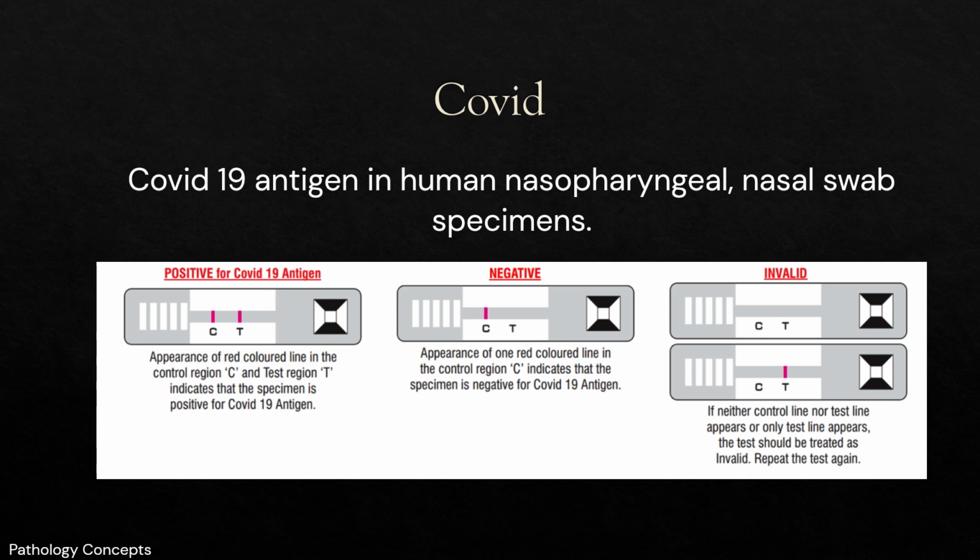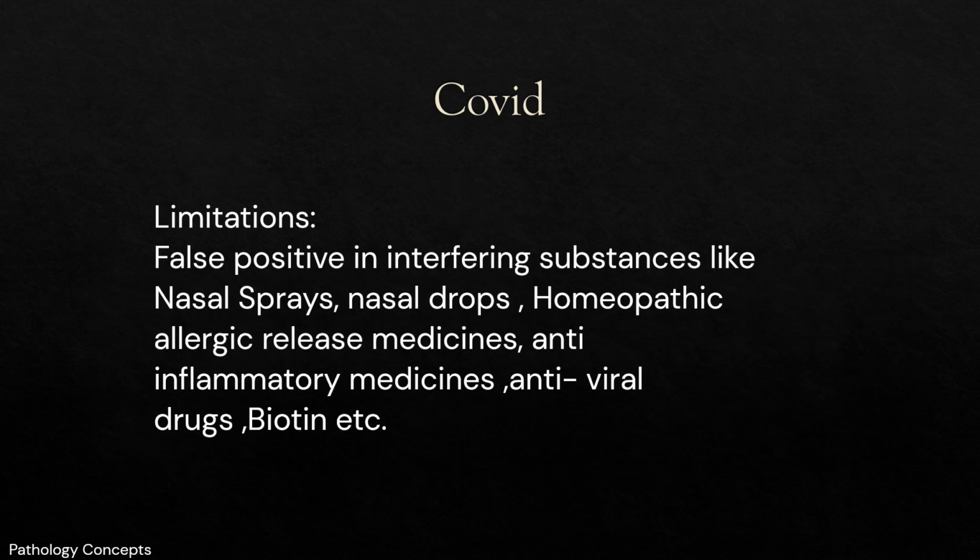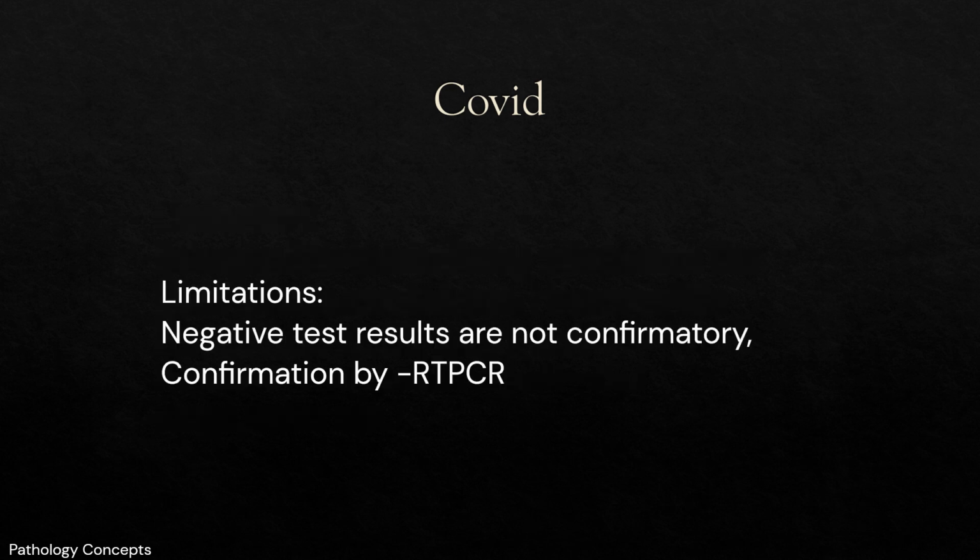COVID antigen card test is designed for in vitro qualitative detection of COVID-19 antigen in human nasopharyngeal and nasal swab specimens. Potentially interfering substances like nasal spray, nasal drop, homeopathic allergic release medicines, anti-inflammatory medicines, antiviral drugs, biotin, etc. may lead to false positive results. This is only a screening test and should not be used as a sole criteria for diagnosis of COVID-19 infection.